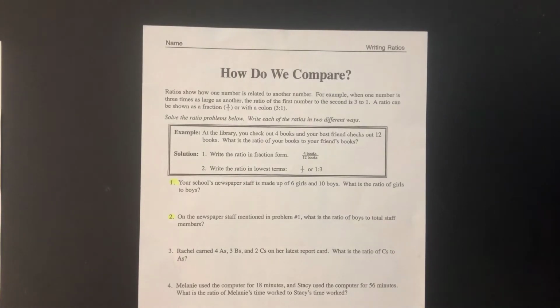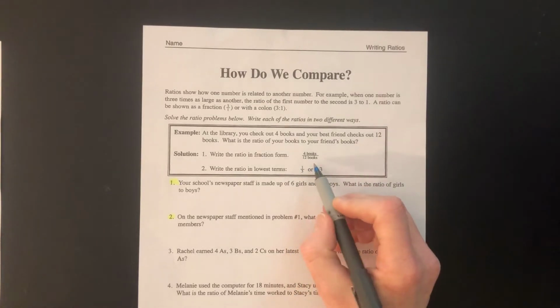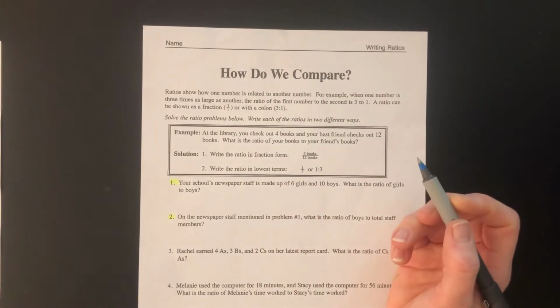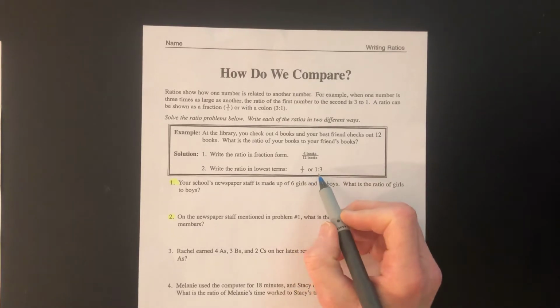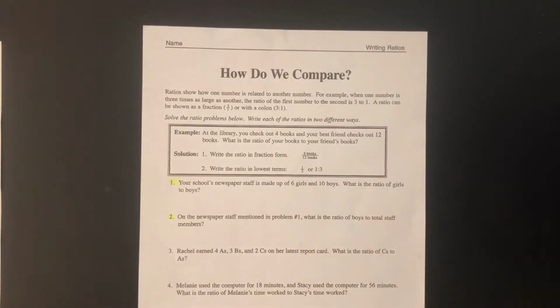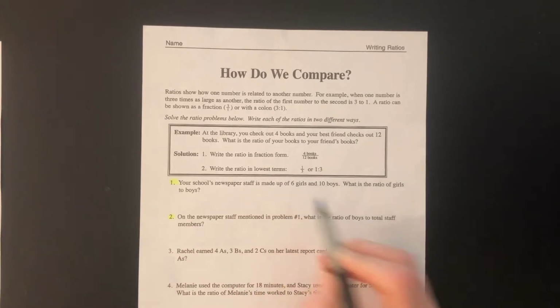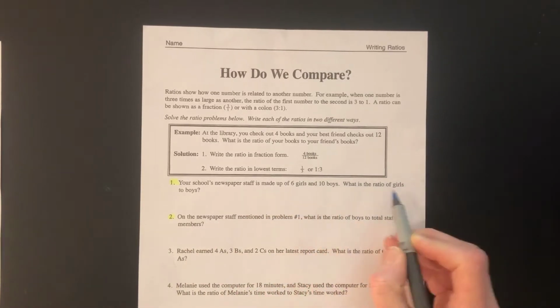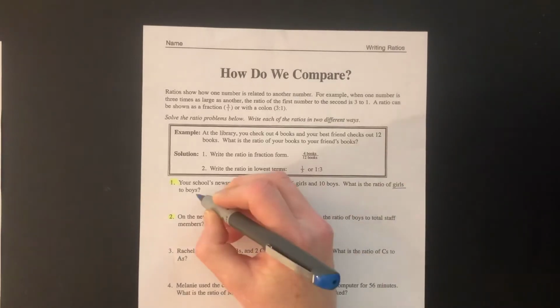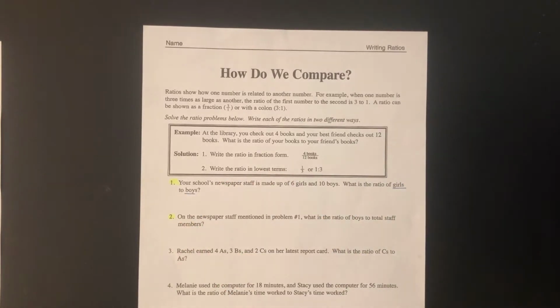Anyhow, we'll do numbers 1 and 2 together. Anything that you may not be sure about, you can look up here. I prefer personally to write my ratios in fraction form, but you're welcome to put them using the colon if you want. Number 1, your school's newspaper staff is made up of 6 girls and 10 boys. What is the ratio of girls to boys? It's really important that you put them in the right order.